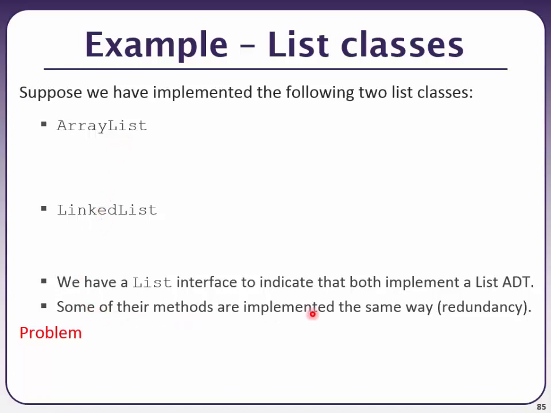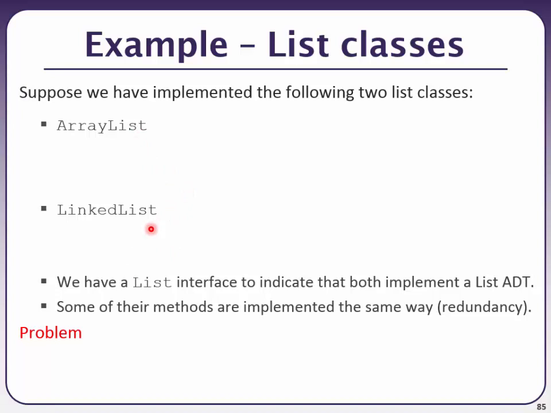So some of the methods are going to be implemented the same way. That's bad. Remember the DRY principle, don't repeat yourself. That means there's redundant code. So every method that works the same way, no matter whether you have your list of objects implemented with arrays or with a linked list, is going to find itself repeated in both of those classes. Why? Because the interface cannot contain code. That was the idea, right?